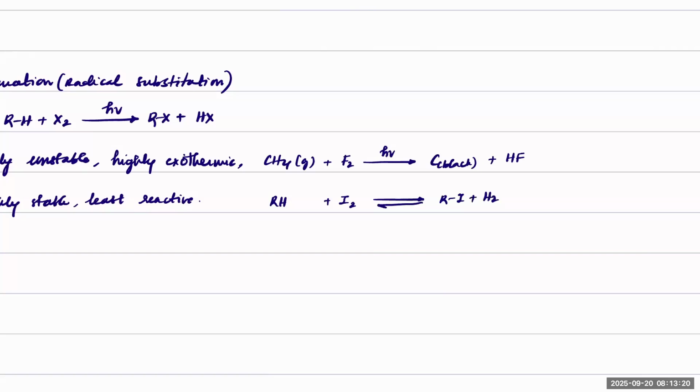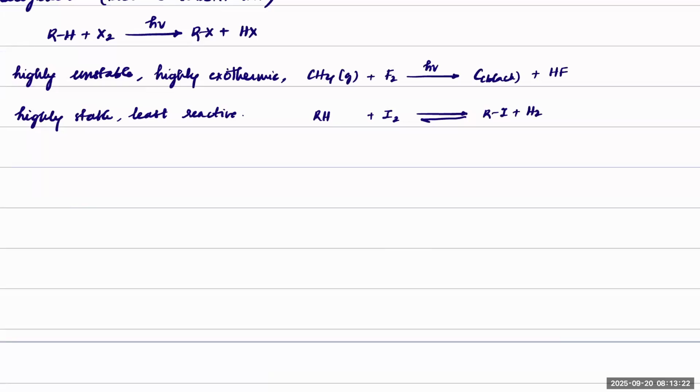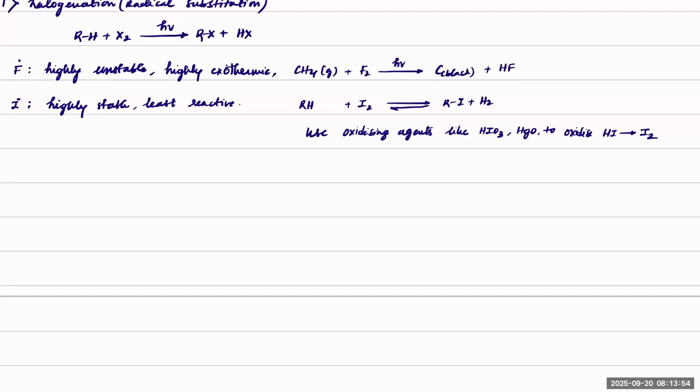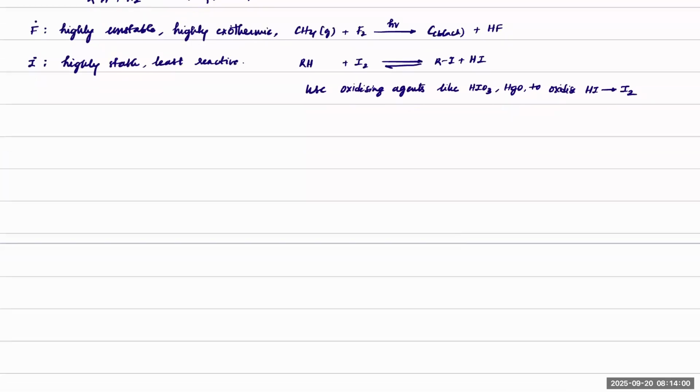Now, if you want to reduce this reversibility, what can you do? Use oxidizing agents like HIO3 or HgO to oxidize HI. The HI that is formed in the product will get converted into I2.